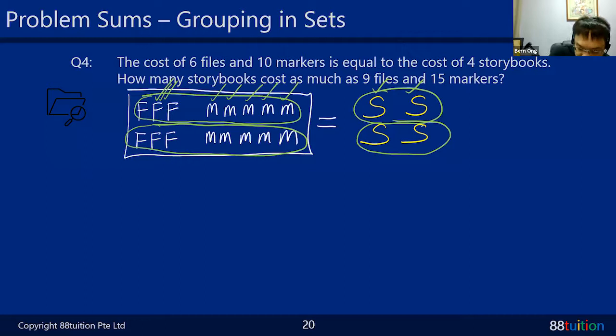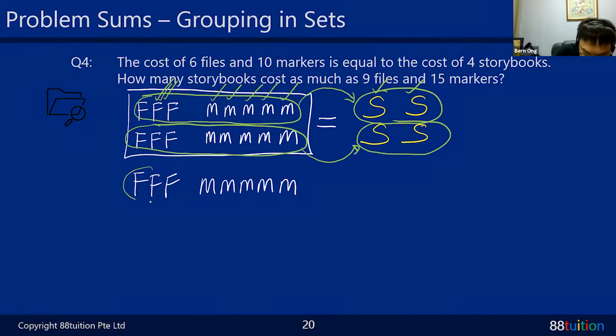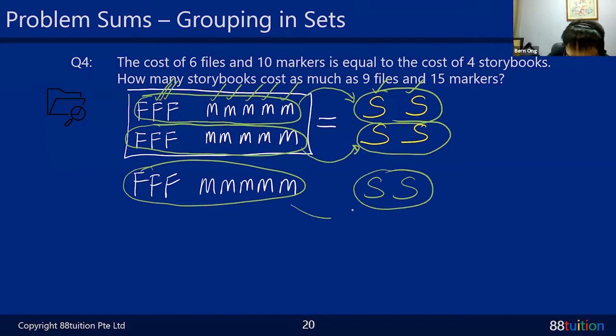If you can see this comparison, it's very easy already. If this one and this one are the same, what can you do? Another 3 folders and another 5 markers will mean another what? This will mean another 2 storybooks. Correct or not? So now, what do you do? Question is looking for 9 folders. Look, got 9 folders or not? You count. The whole thing here. Got 9 folders or not?